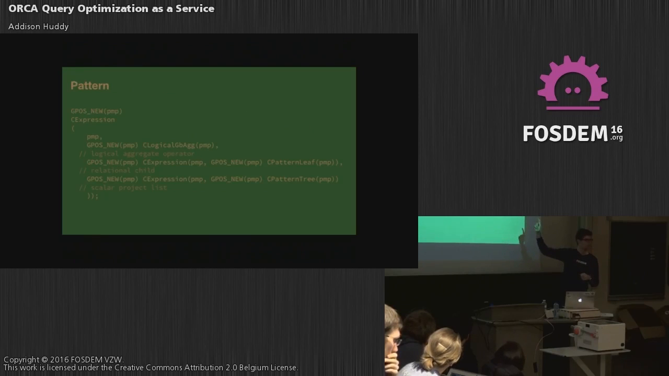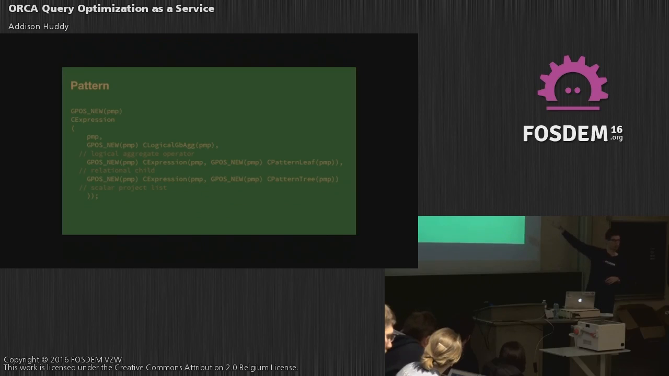Does anyone see anything funny about this? The first time I started working on Orca, I was like, what does that mean? This uses Hungarian notation. Love or hate it. I hated it first, and now I love it. So GPOS is something that Orca uses. It's an abstraction layer on top of the operating system. You can use this for a bunch of different things. We also open sourced it.